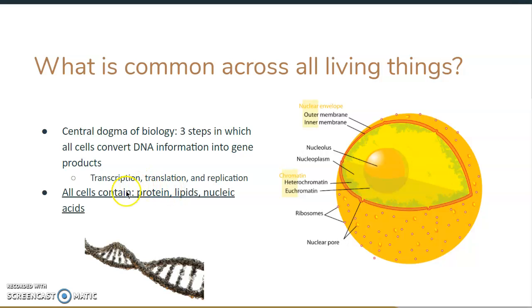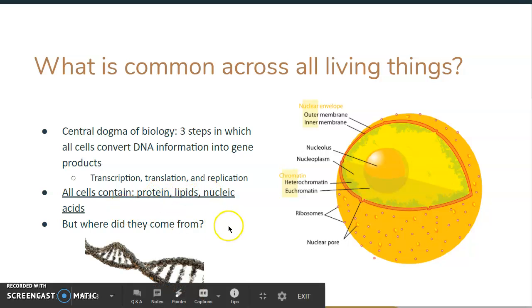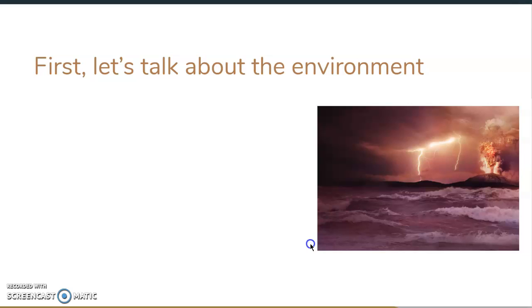Right now, we're going to focus on the fact that all cells contain proteins, lipids, and nucleic acids. So we know those 3 things are in every cell, and every living thing is made up of cells. So we need to try to understand where each one of these came from. The first thing is, let's talk about the environment though.